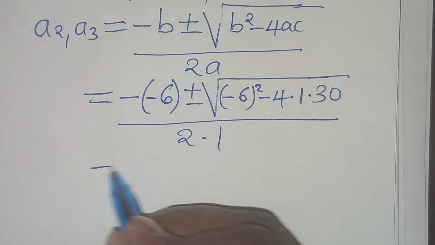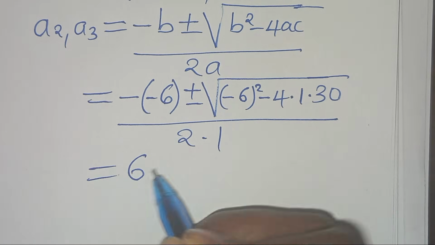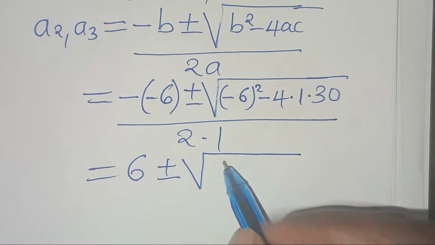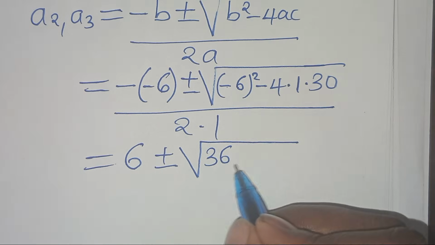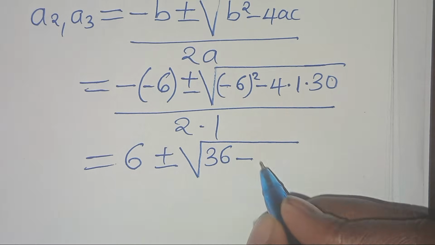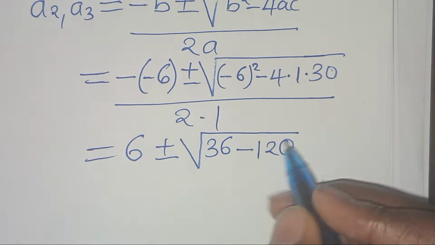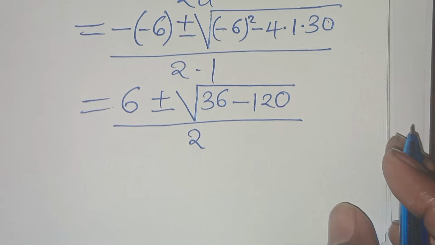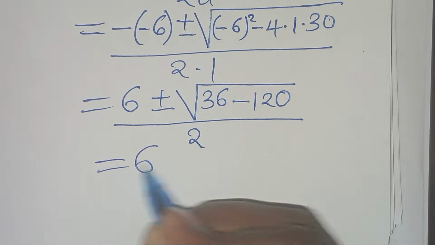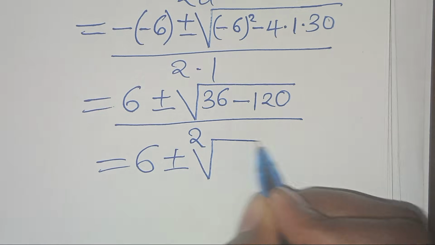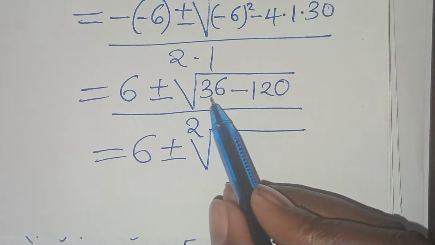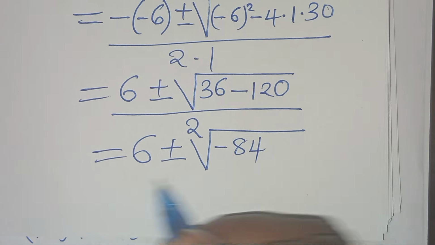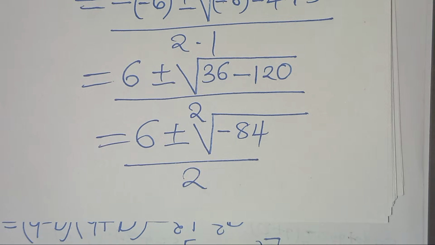So this means that here we have minus times minus 6, this is 6 plus or minus the square root of minus 6 squared, this is 36. Then subtract 4 times 30, this is minus 120. Everything here divided by 2. Now, the next step is that we have 6 plus or minus the square root of 36 minus 120, this is minus 84. Everything here divided by 2.